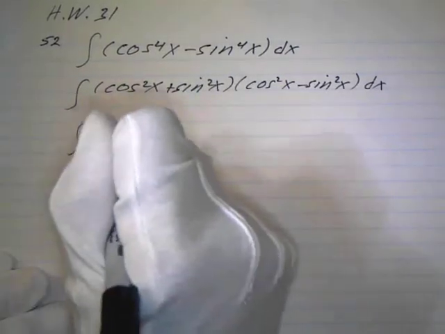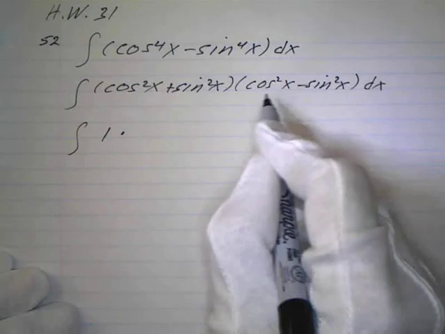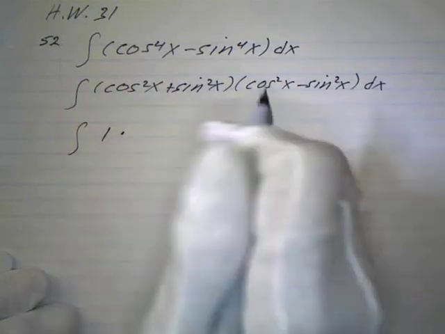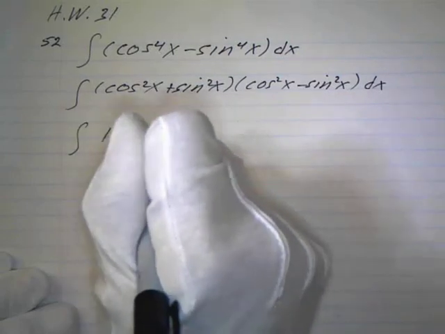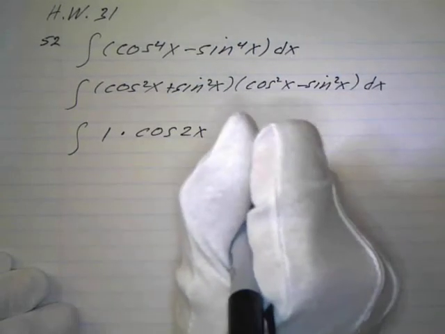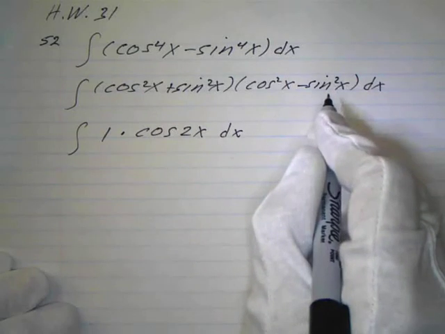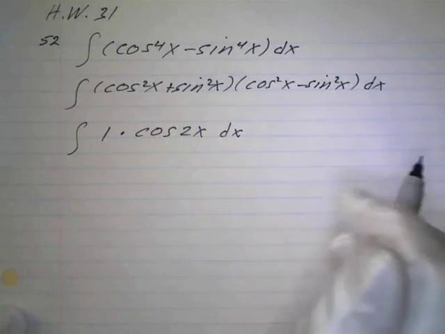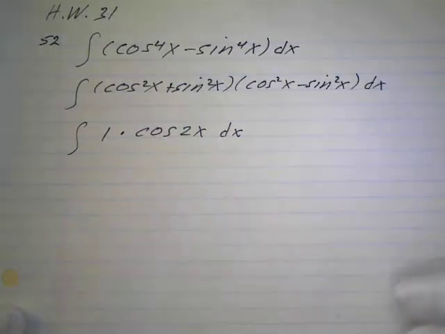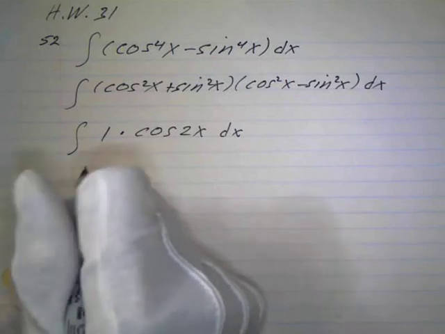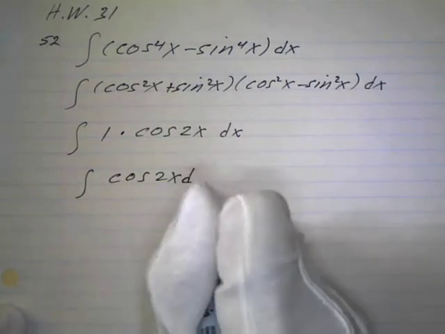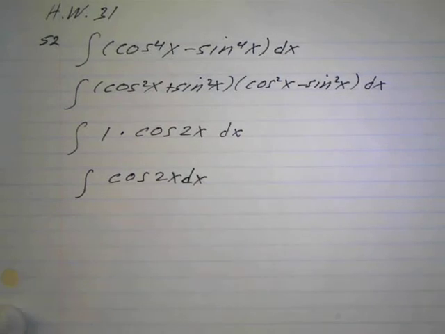But this is just our old favorite Pythagorean identity, so this is just going to be 1. And then this happens to be, which we derived earlier, the cosine of 2x, the double angle formula that we derived, I think, back in problem number 47 or 49, one of those two problems. So you've got that at your pleasure. So we've got the cosine of 2x dx. And then that's what we need to integrate.